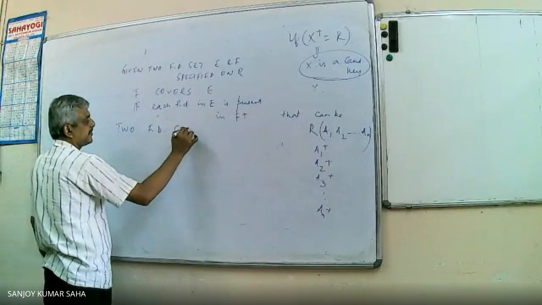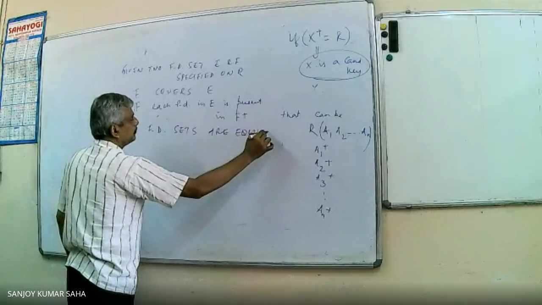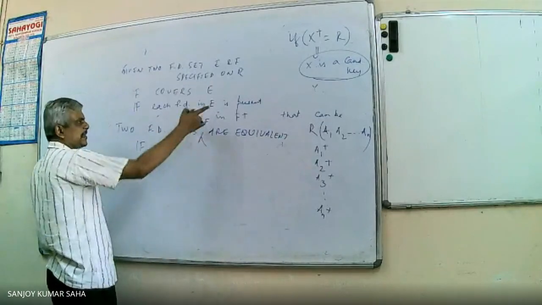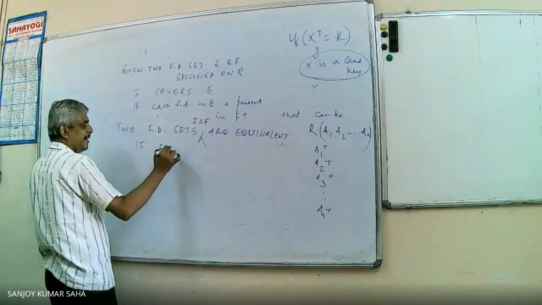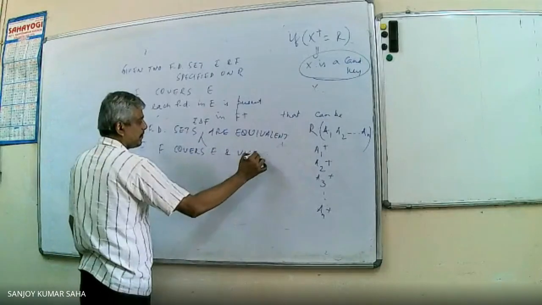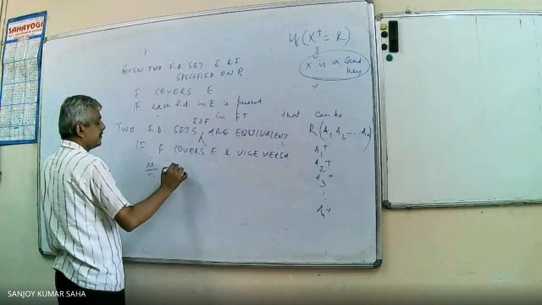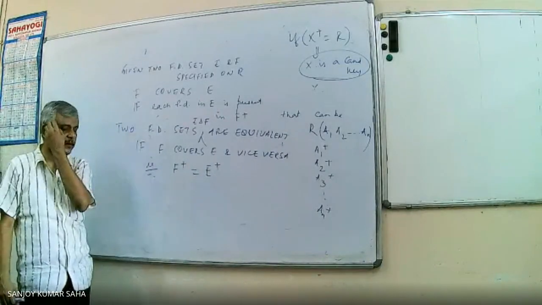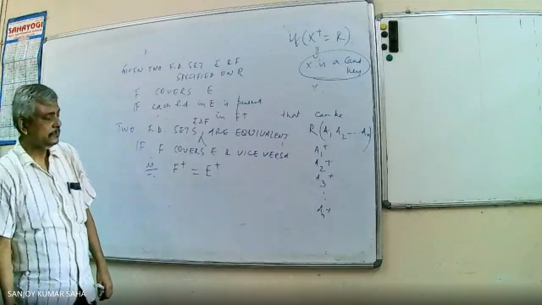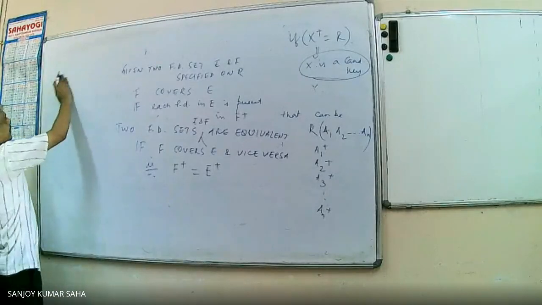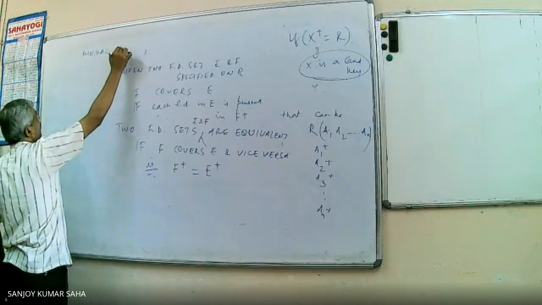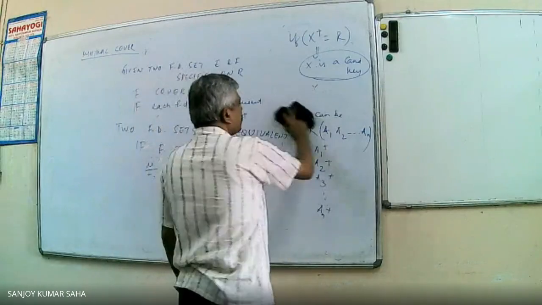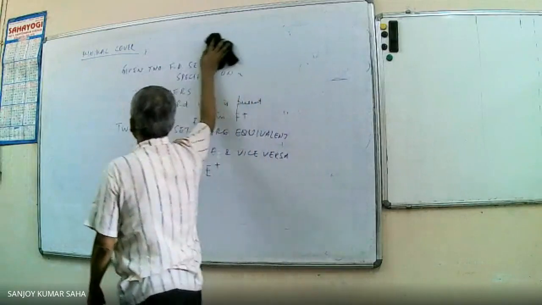Two functional dependency sets, say E and F, specified on the same schema, are equivalent if F covers E and vice versa. In other words, if F plus equals E plus, if the closures of the sets are the same, then they are equivalent. There is another concept, that is the minimal cover. Whenever we are talking about the minimal cover, obviously the cover can have certain redundancy. So we want to get rid of that to obtain the minimal one.